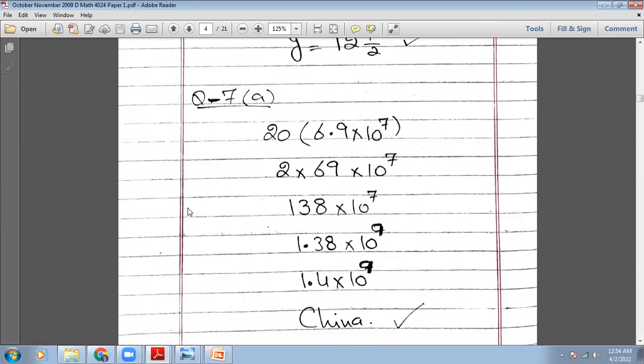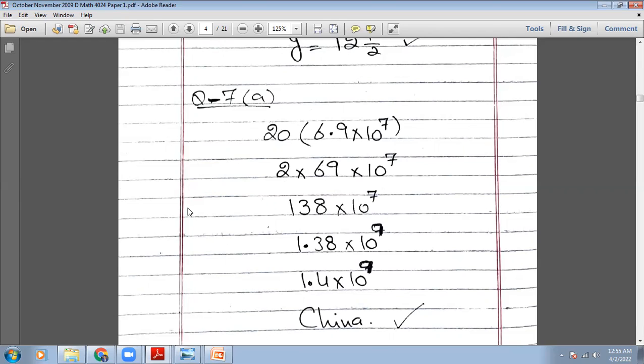So the United Kingdom's population we know, and we will simply multiply it with 20. So you see 20 multiply 6.9 x 10 to the power 7. So it will become 2 multiply 10 multiply 6.9 multiply 10 raised to power 7. So you will have 2 multiply 69 multiply 10 raised to power 7, so we will have 138 multiply 10 raised to power 7. Move the decimal to make it standard form, 2 steps to the left.